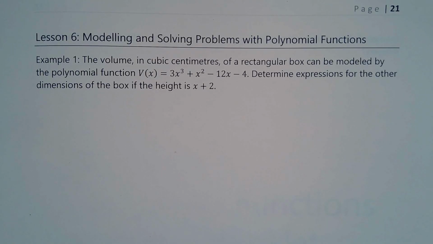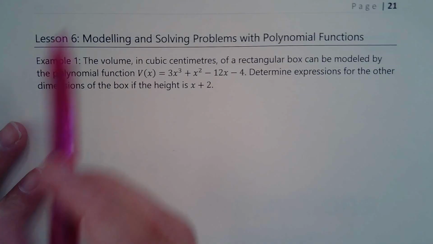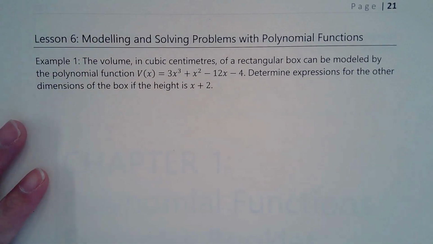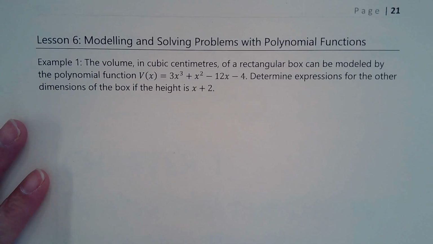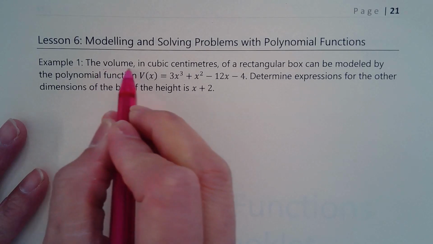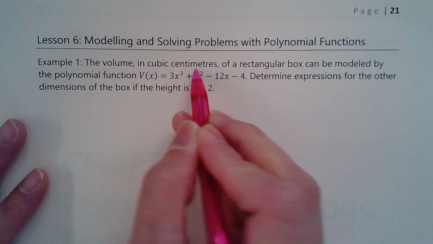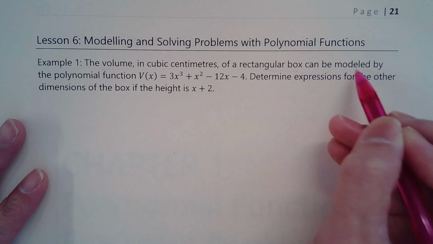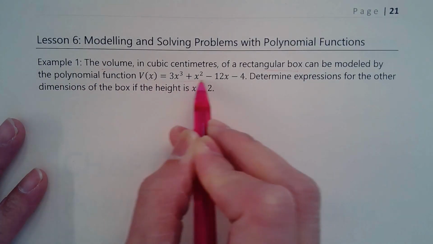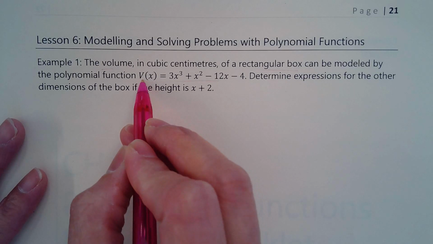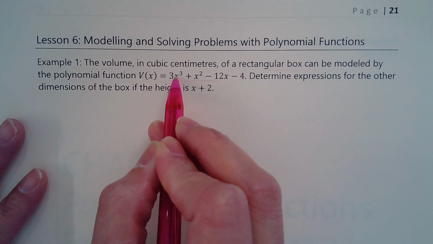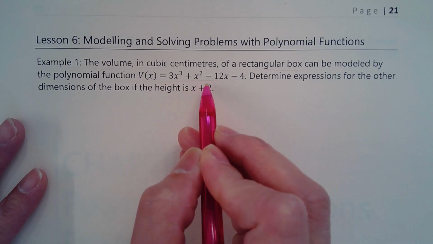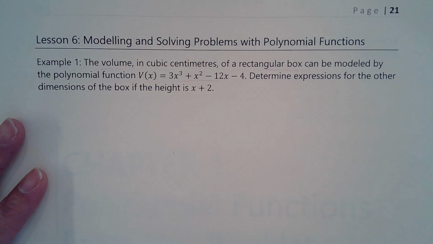Okay, so we've made it to the very last lesson on our polynomial functions. Okay, lesson 6. Now this one says modeling and solving problems with polynomial functions. So example number 1. The volume in cubic centimeters of a rectangular box can be modeled by a polynomial function V of x equals 3x cubed plus x squared minus 12x minus 4.